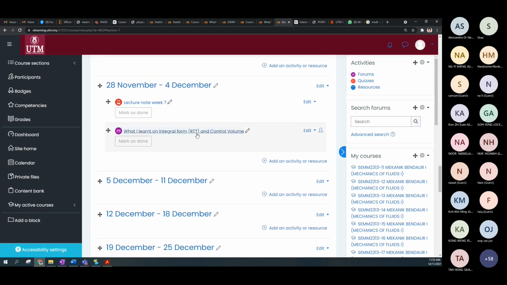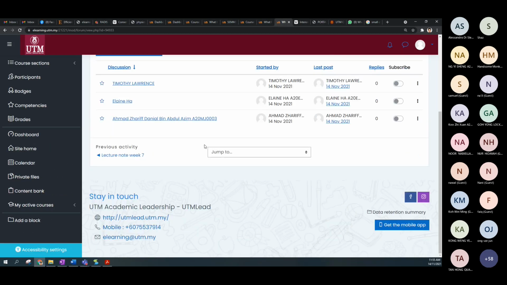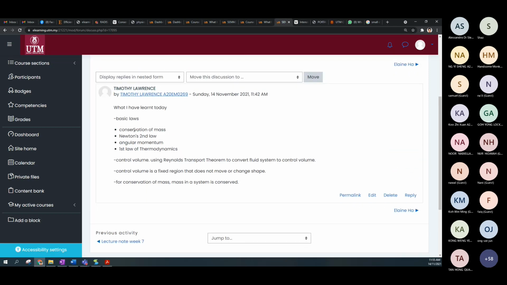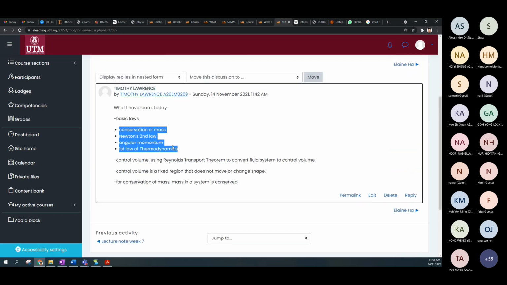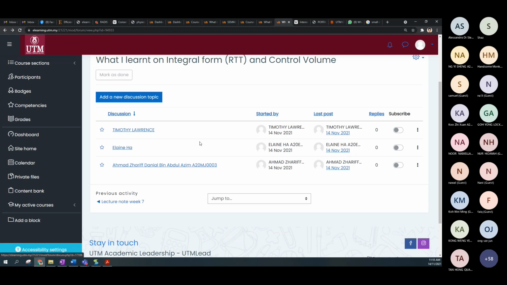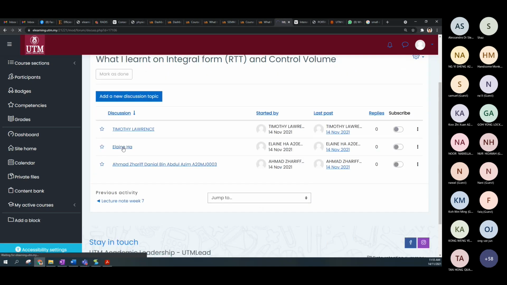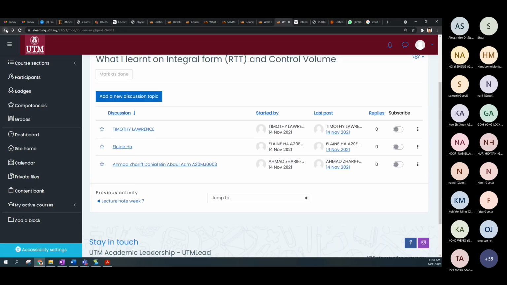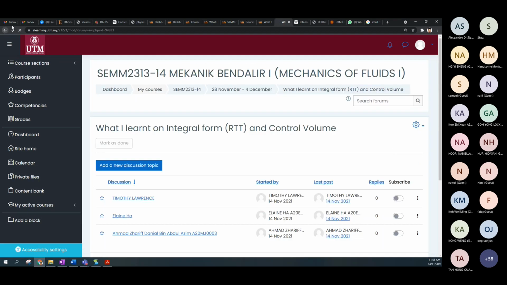Finally, section 14. Only 2. Okay, Timothy. You learn this correct. Control volume to convert fluid system. Yes, doesn't change. Conservation is conserved. What is conserved? You can see dm of the system over dt equals 0. Okay, you have 4 as well.